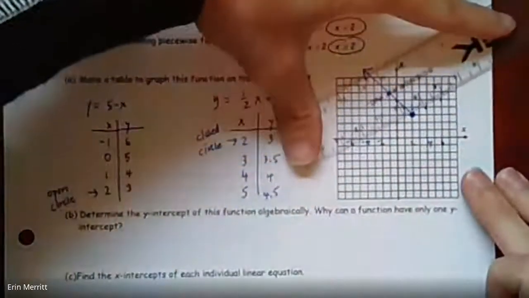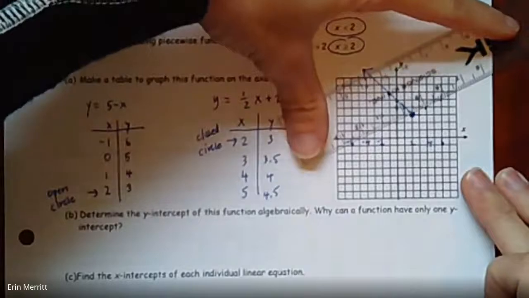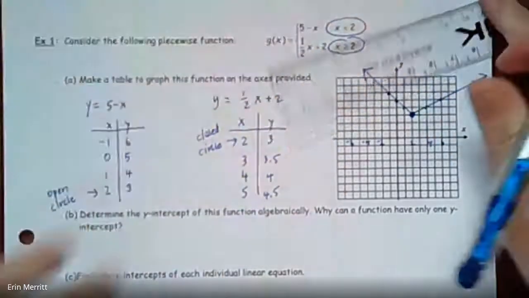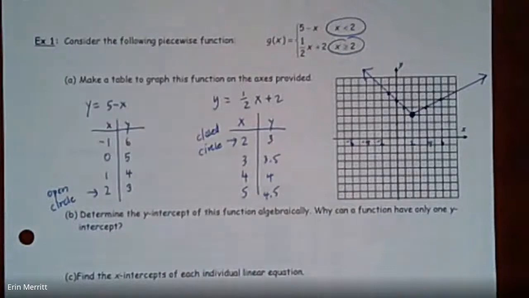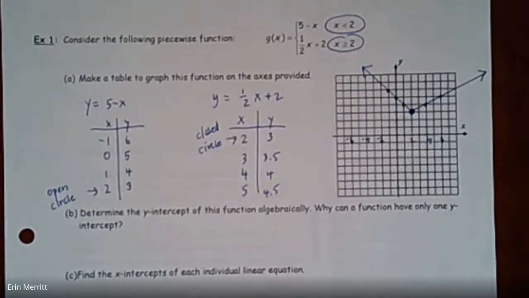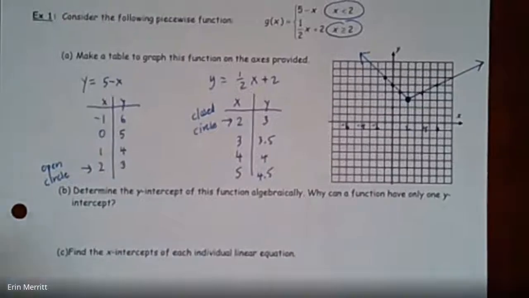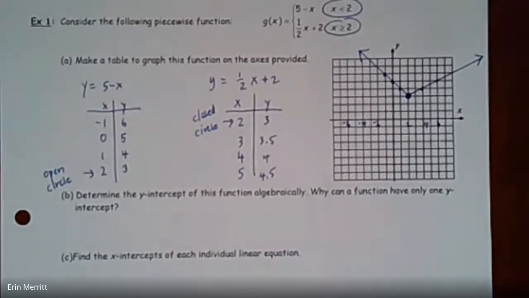So it kind of looks like a funky absolute value graph in that it's not perfectly symmetrical. It's a little slanted, all right, which is why it has to be done with a piecewise. It couldn't be done with just one single function here. It says determine the y-intercept of the function algebraically.